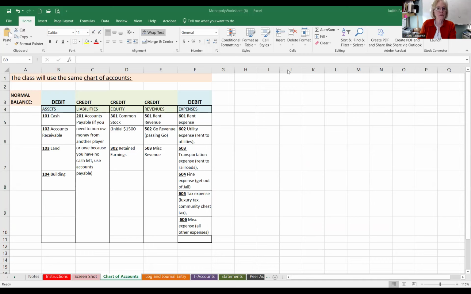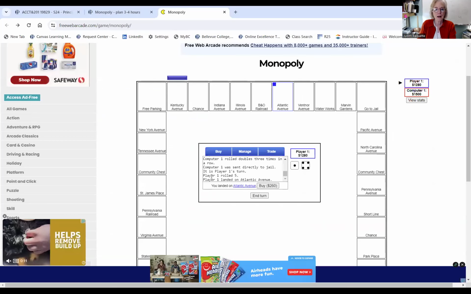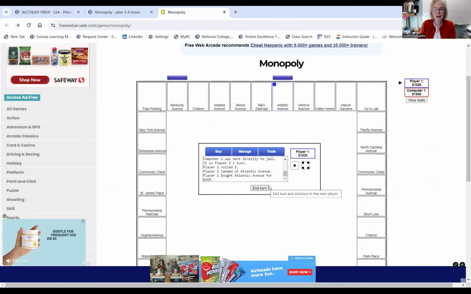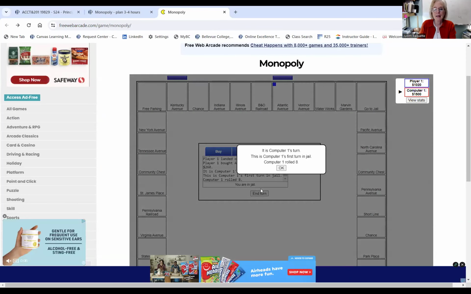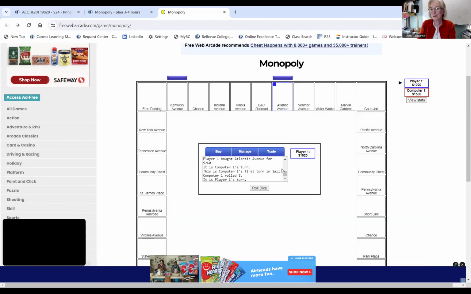Okay, so let's go back. So now I have 3 transactions, but of course I want more. So I'm going back to my Monopoly. I'm going to buy Atlantic. I've already logged it. And I'm going to end my turn. And now the computer's in jail. The computer rolled an 8. Okay, now it's my turn again because the computer isn't out of jail.